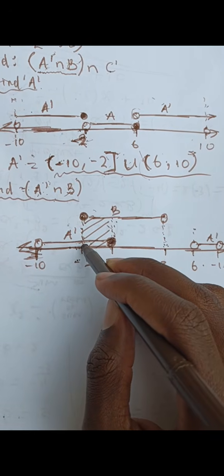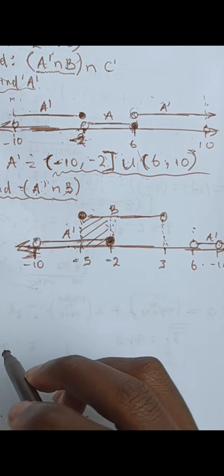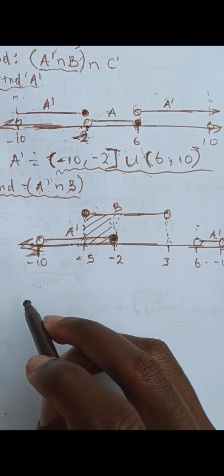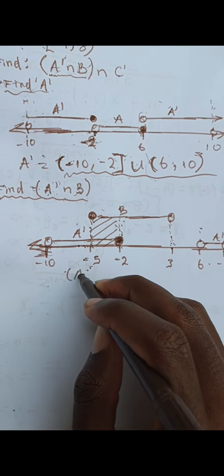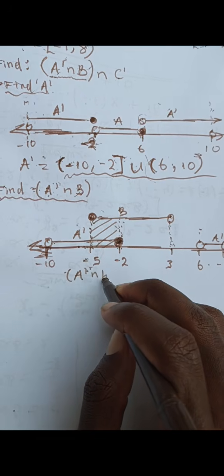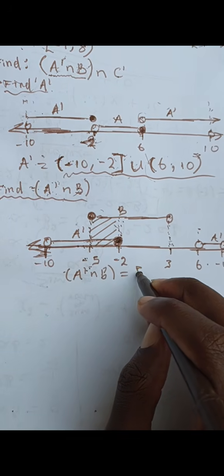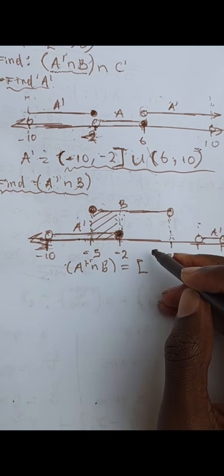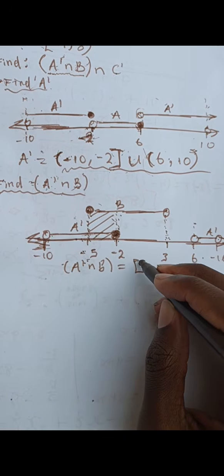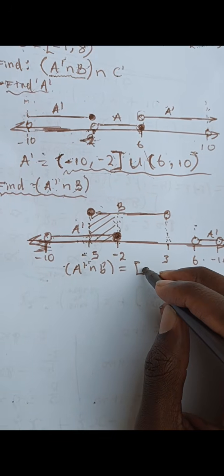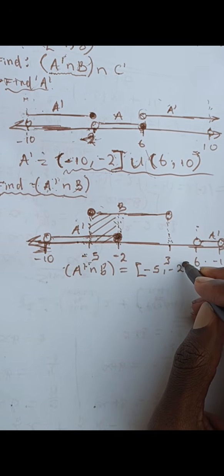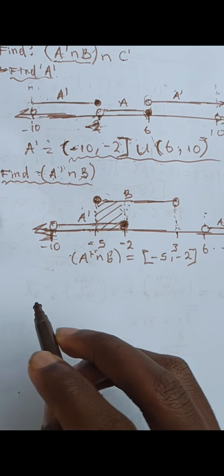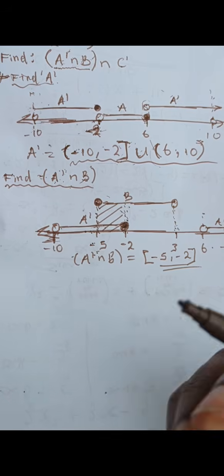So -5 is part of the set. -2 is also part of the set. So we're going to conclude that so far we found A complement intersection B to be -5, -2. Okay, have you seen step by step?